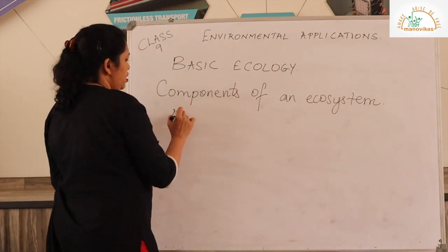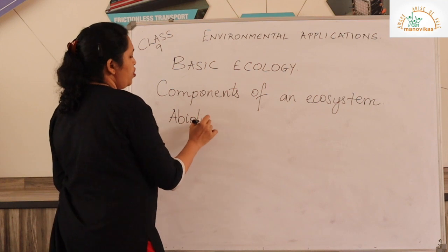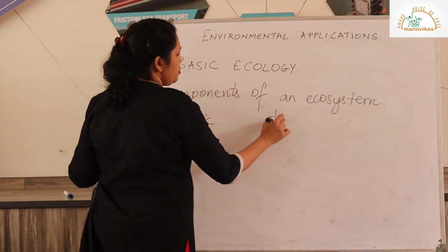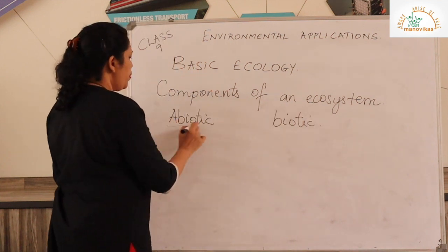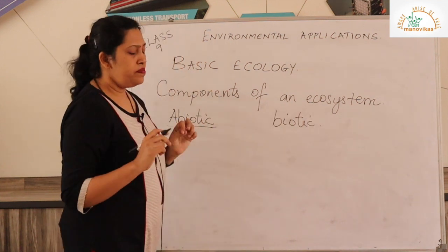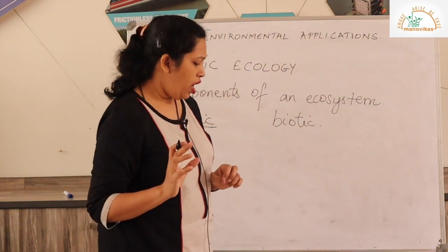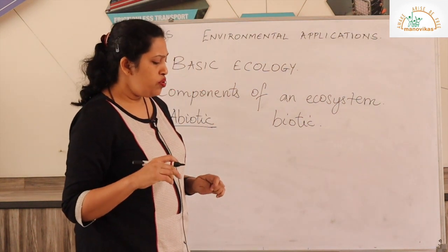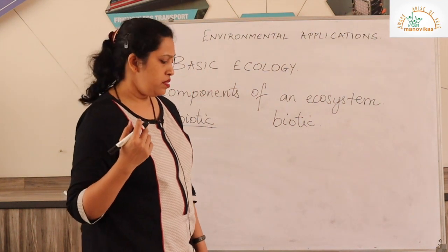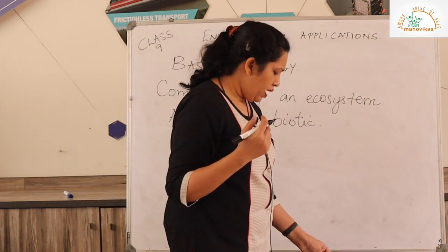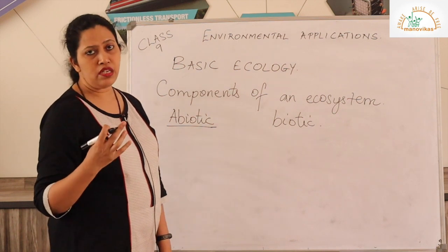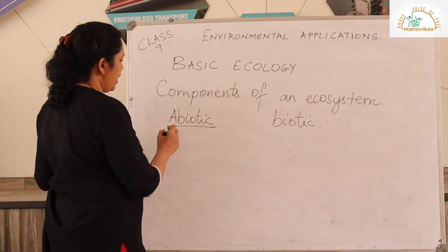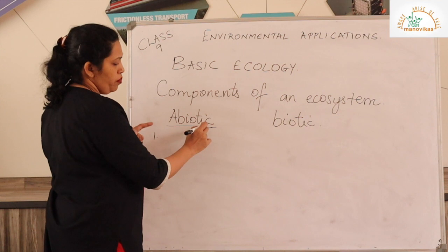One is abiotic. Abiotic is non-living, and one is biotic. Under abiotic we have the non-living components, which include the organic and the inorganic components of the body, like the carbohydrates, fats, etc., and also sulfur, all the minerals. So they form the organic and inorganic abiotic components.